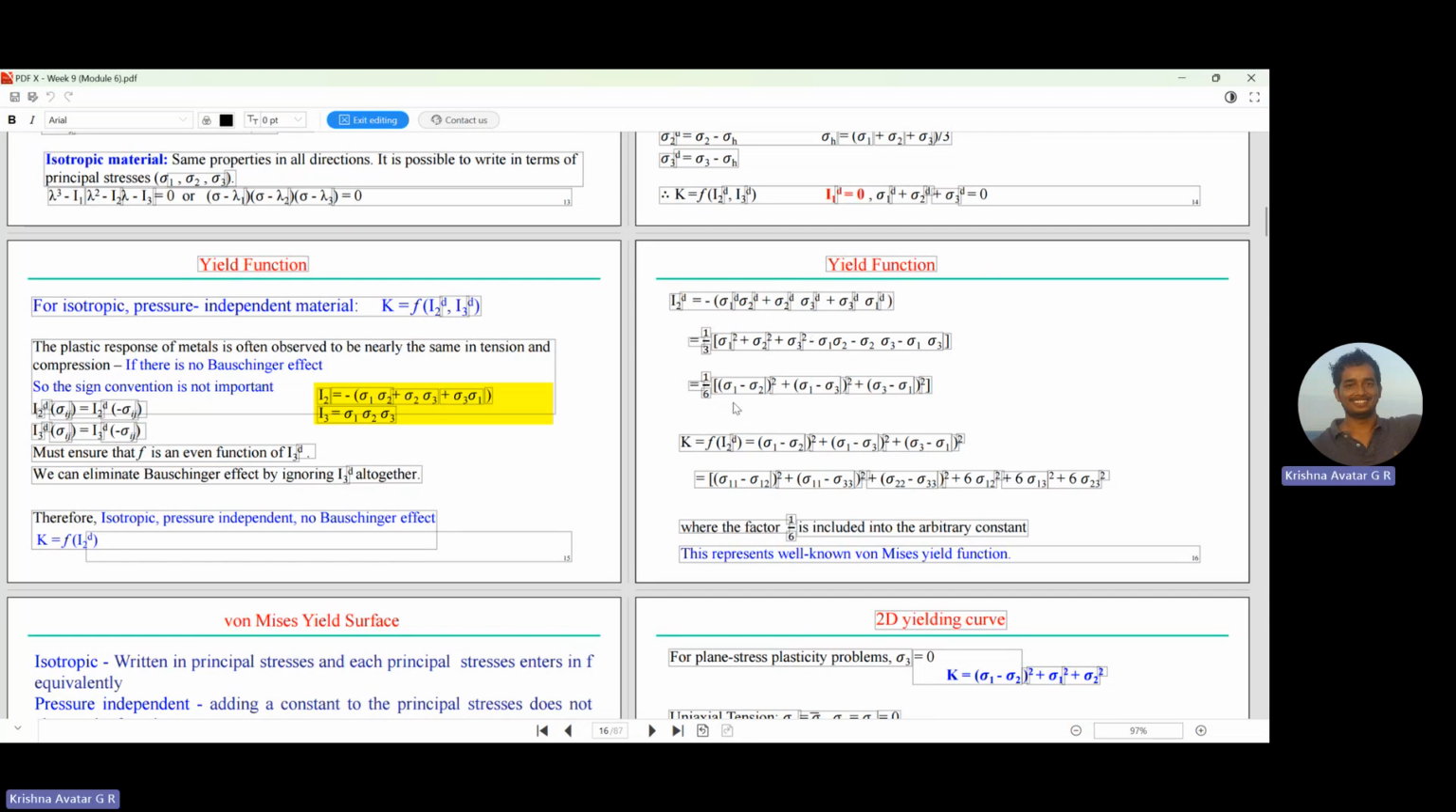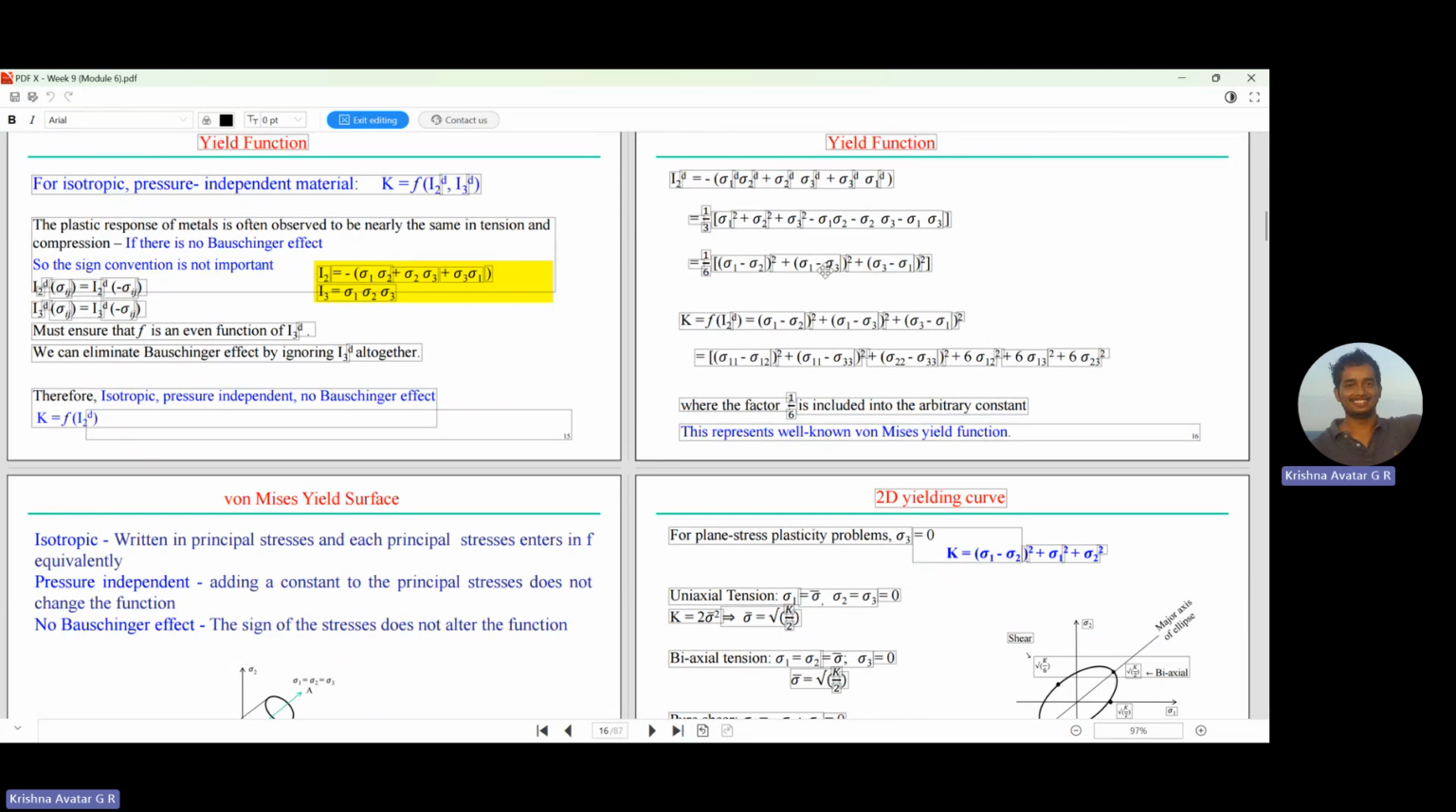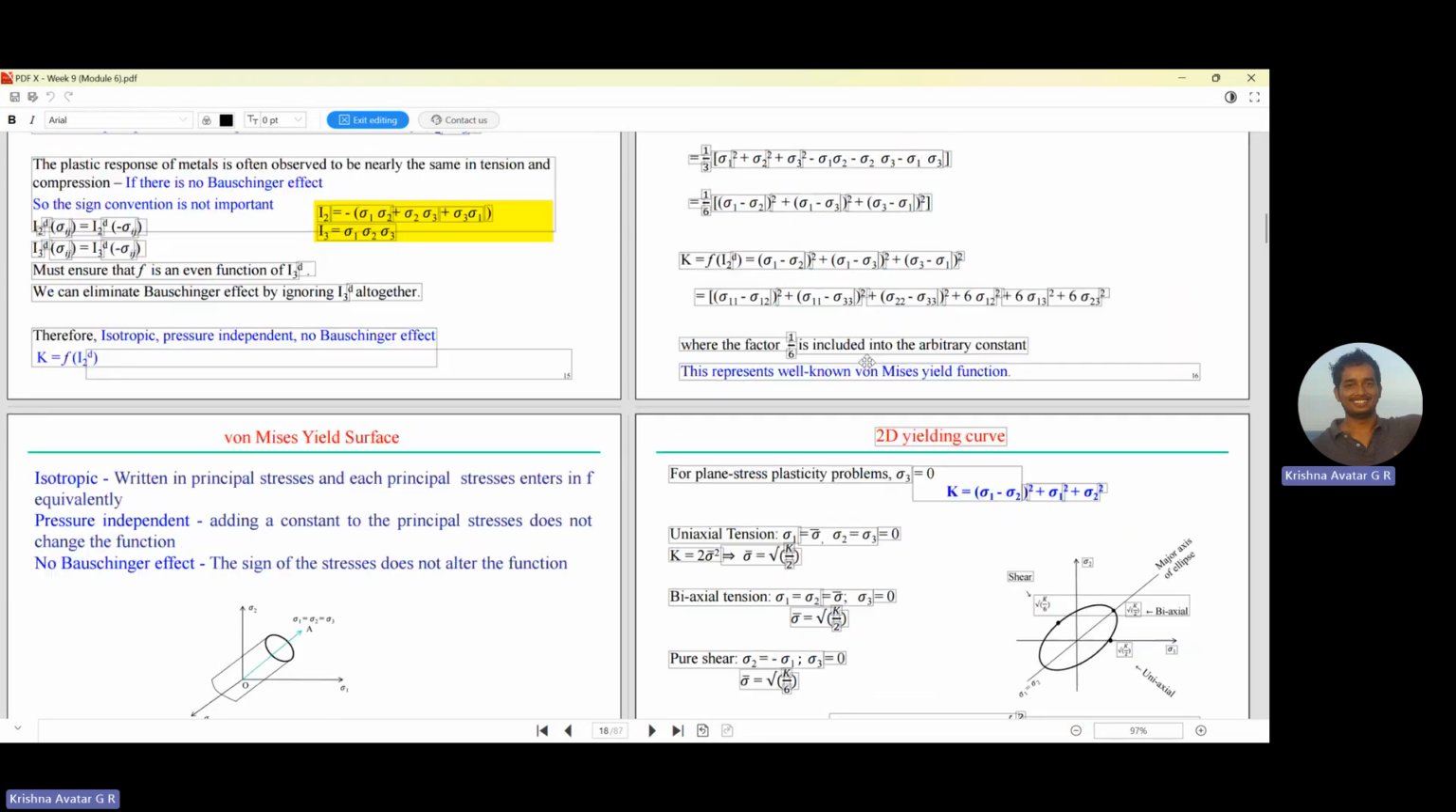And then we can clearly see that we have 1 by 6 of sigma 1 minus sigma 2 whole square plus sigma 1 minus sigma 3 whole square plus, right? So with this, we can just remove this factor of 1 by 6 here and call this our yield surface formula. Like an expression for the yield surface, where the arbitrary constant is included, so this 6 goes into the left hand side. And this represents the very well known von Mises yield function.